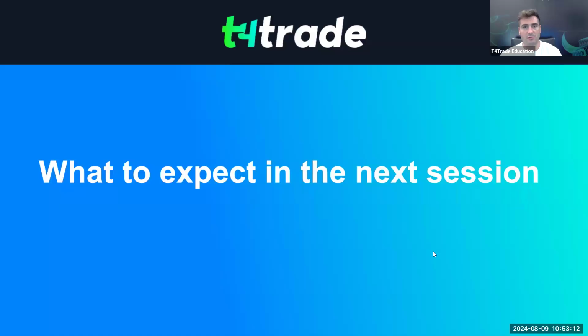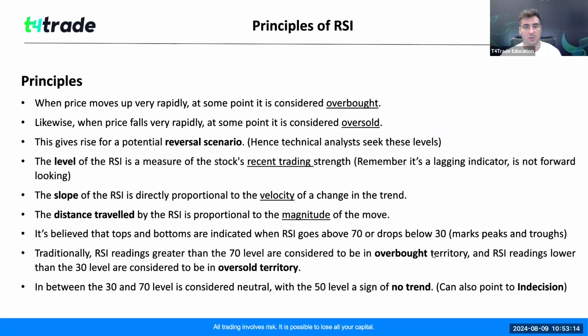So the principles of RSI and the conditions, let's cover them pretty quickly, because we're running out of time. The principles are: when the price moves up very rapidly at some point, it is considered overbought. So above 70 is overbought, or above 80 is overbought. Likewise, when the price falls very rapidly at some point, it is considered oversold.